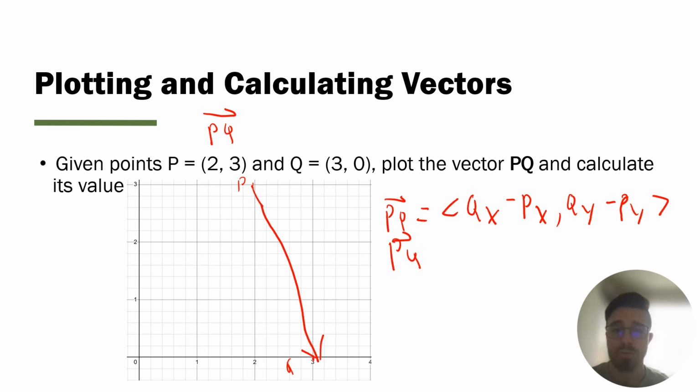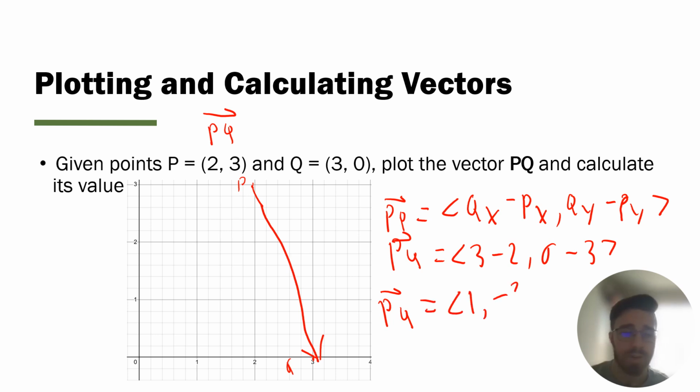So the vector pq is equal to 3 minus 2, comma, 0 minus 3. So the vector pq is equal to 1, comma, negative 3, meaning that the vector pq travels 1 unit in the x direction and negative 3 units in the y direction. And you can verify this by seeing to get from p to q, you have to travel 1 unit in the x direction and 3 units in the negative y direction.